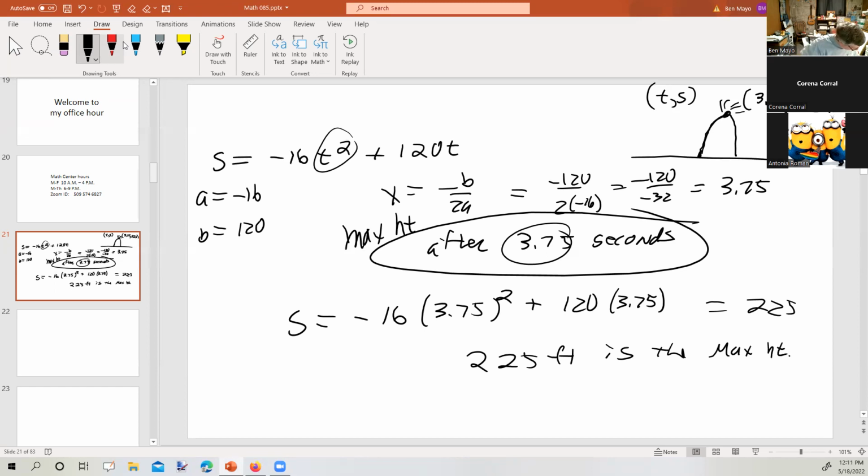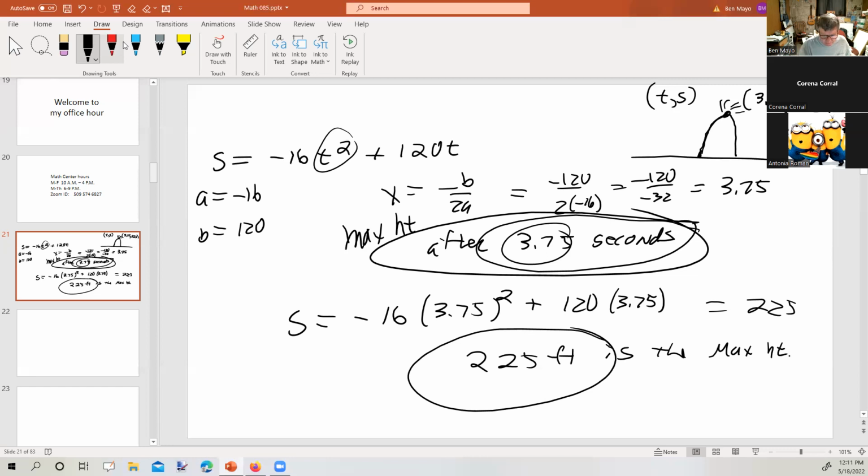So first question, it says, after how long after being fired and at what height will the fireworks appear in the sky? 3.75 seconds after being fired, 225 feet in the sky, in the air. Okay. That's pretty fast then, I think.